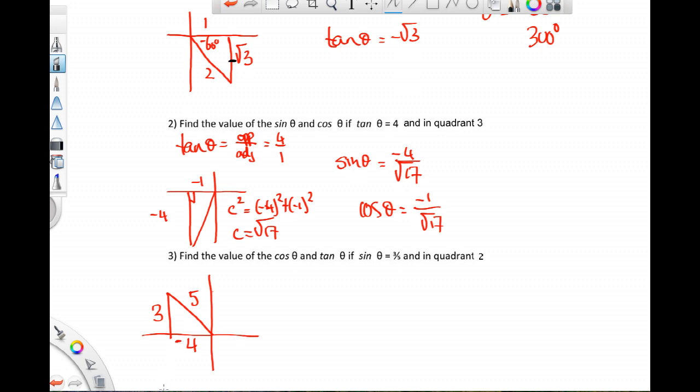But then again, that's a negative 4, so don't forget the negatives. So the cosine of that angle would be a negative 4 over 5, and the tangent of that angle would be 3 divided by a negative 4, which could be written this way as well.